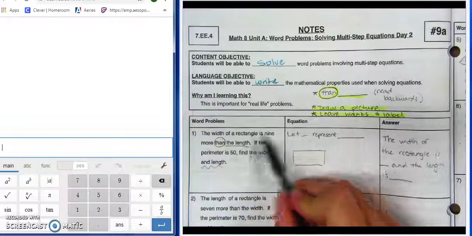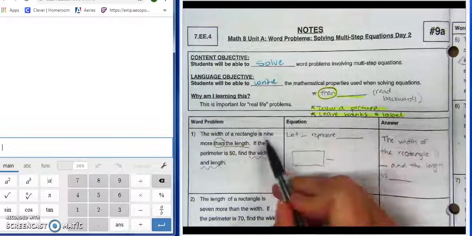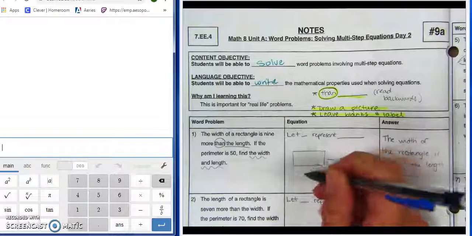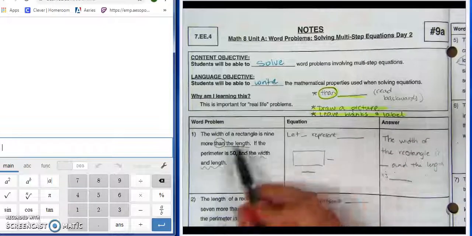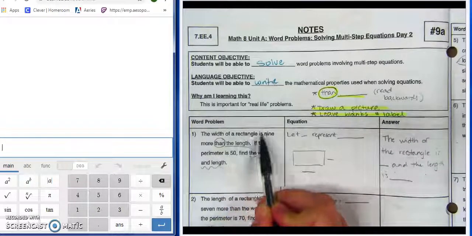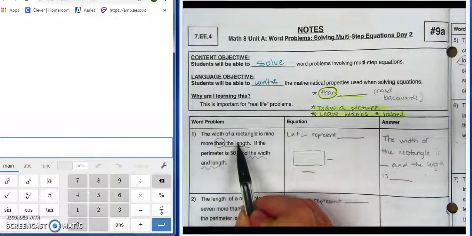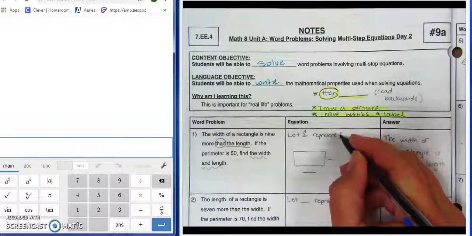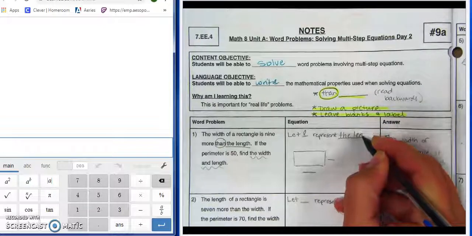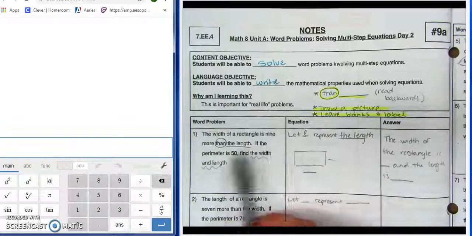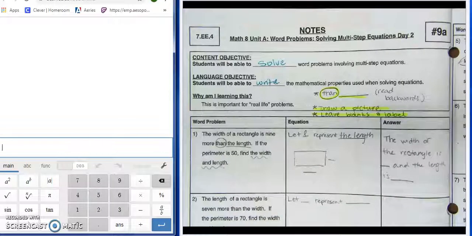The width of a rectangle is 9 more than the length. Okay, so I'm talking about the width and the length. So since I see the word "than," I circled it. The width of a rectangle is 9 more than the length. So let's let L represent the length. That gets the variable because that's what we're comparing to. If the perimeter is 50, find the width and the length.